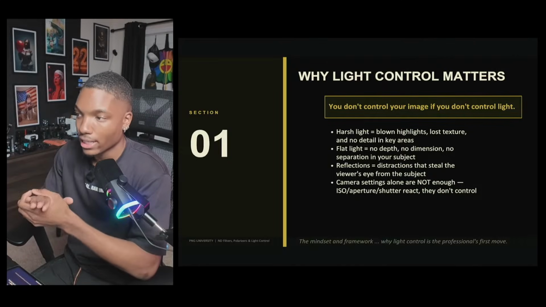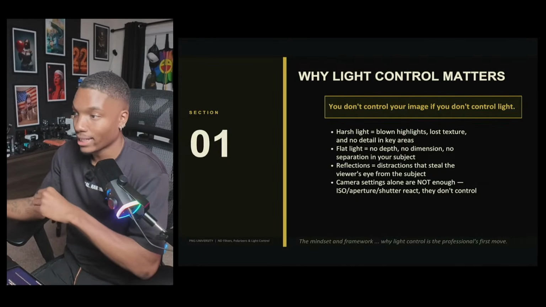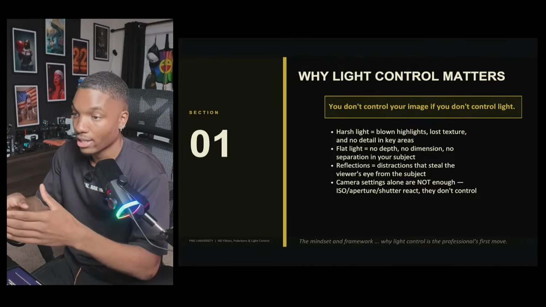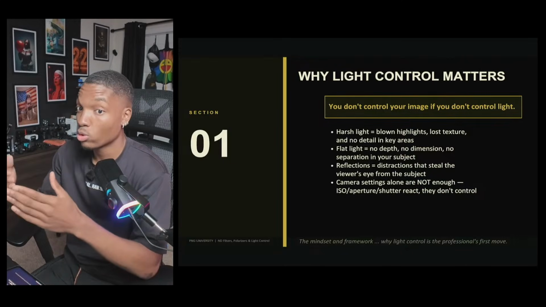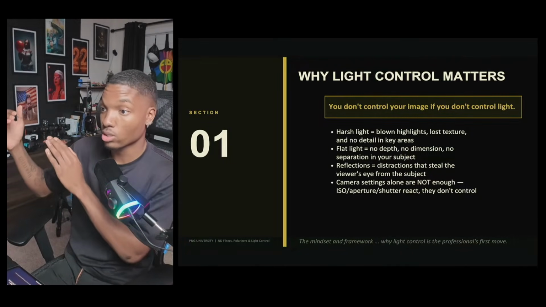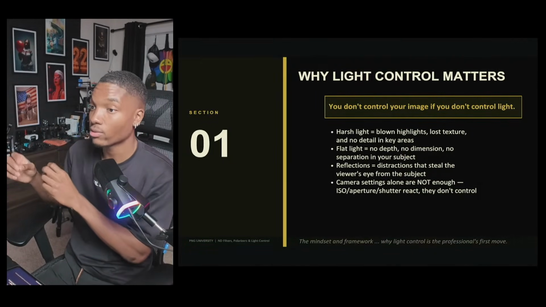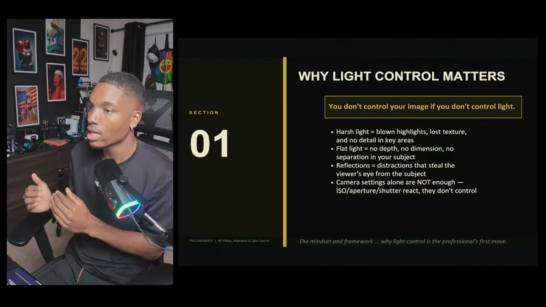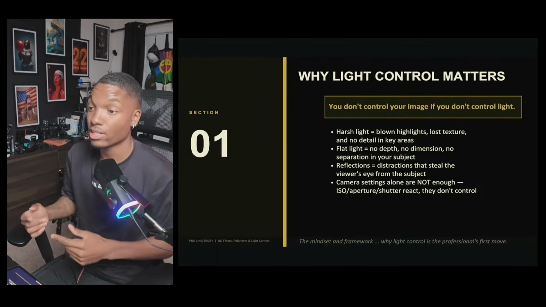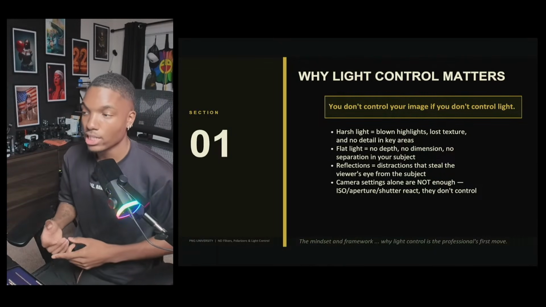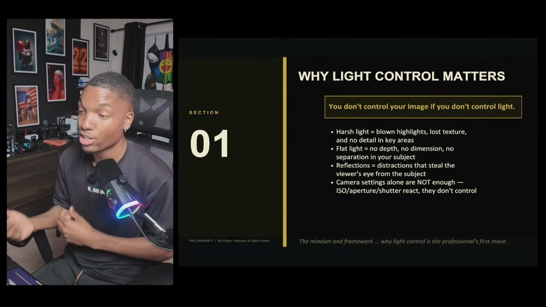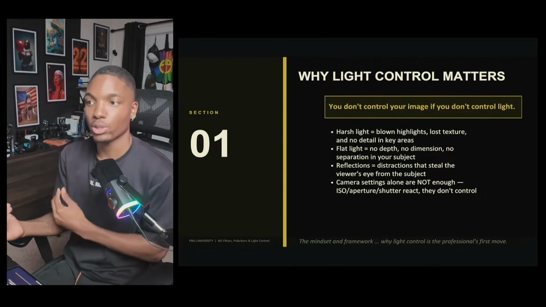So harsh light is blown out highlights. You have a loss of texture, right? Which is really, really bad. Why? Because sometimes we'll take photos that are overexposed or have blown out highlights, and we try to bring them back down in post, and a lot of that texture does not come back because it is what? Overexposed. Right? So if you have an overexposed image, there are certain things you need to do to help you with that overexposure, right?